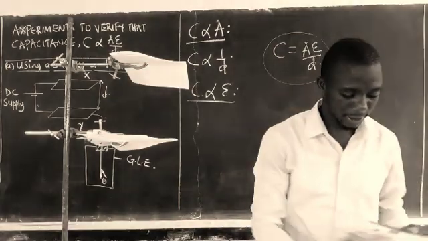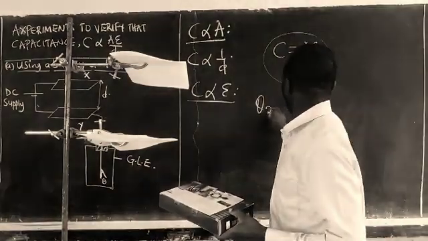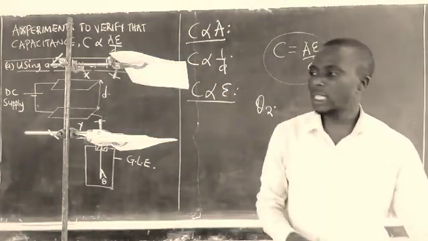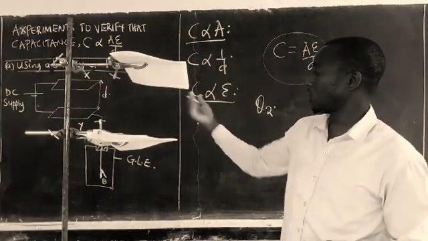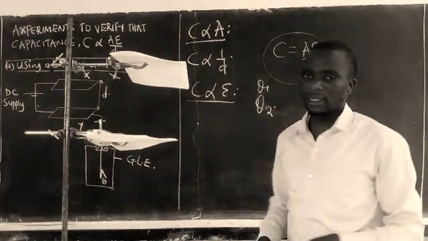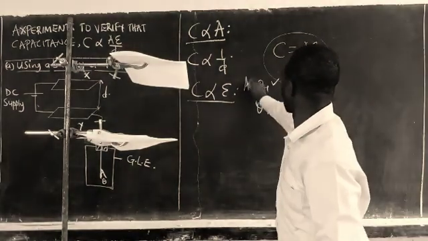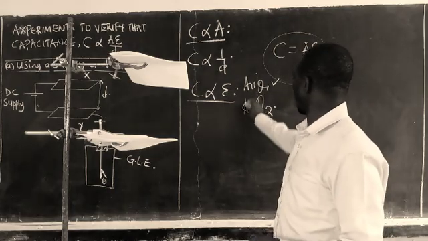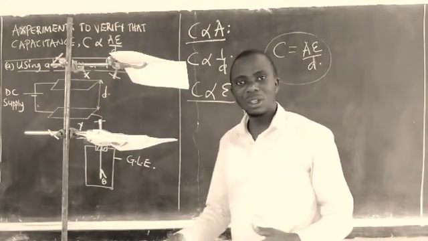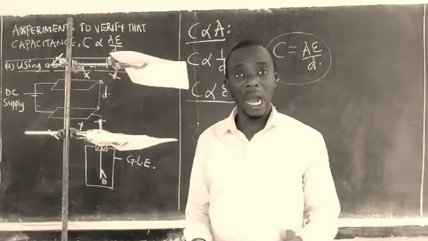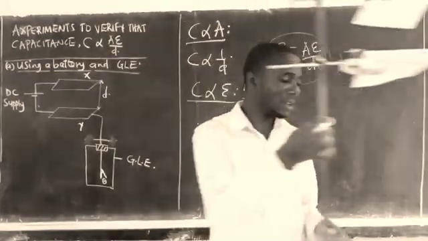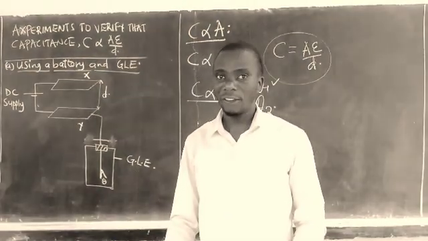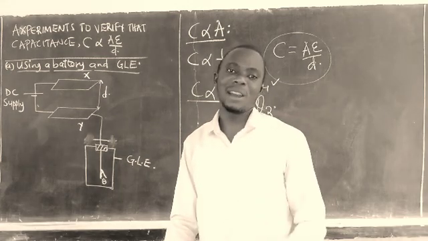When you insert a dielectric, you record the deflection on the GLE. You call it theta 2 when the dielectric is there. When it is not there, you also record the deflection because it is still working, and you call that theta 1, when there is air. When there is a dielectric, theta 2. And you will realize that when there is a dielectric, the deflection is bigger than when there is air. What does that mean? That means that capacitance is proportional to what? Epsilon. Therefore, by getting convinced, we become better scientists.